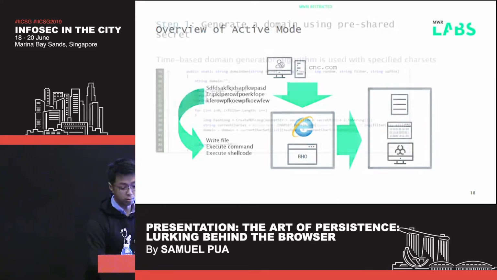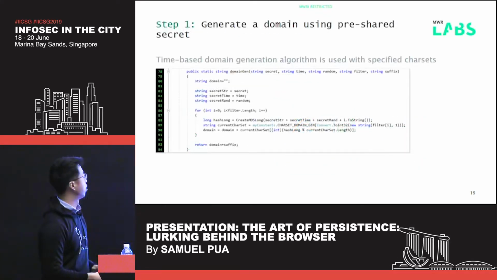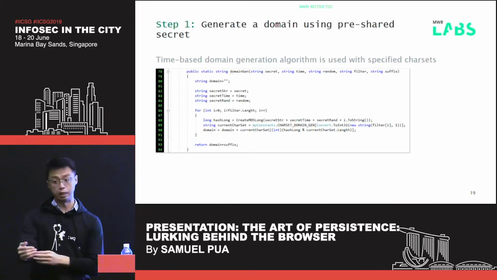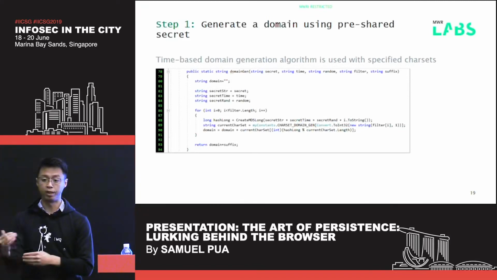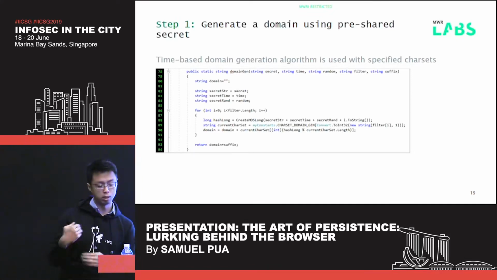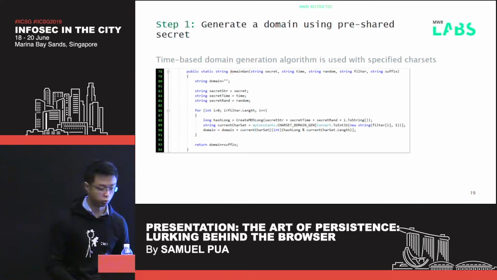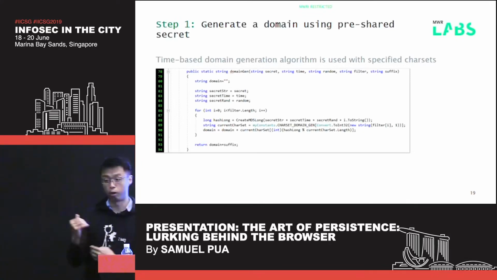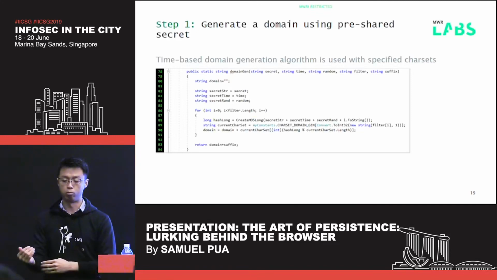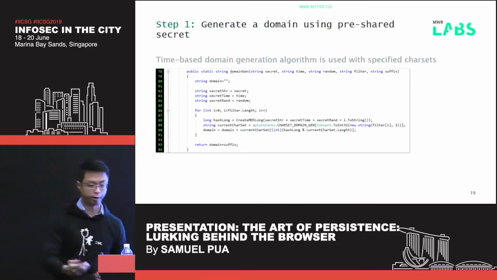So I'll go through it in detail. Step one, as I was saying earlier, you'll generate a domain using a pre-shared secret. With the pre-shared secret, as well as the time aspect, it will generate a list of domain names, and within this list, it will randomly select one of them to try for every attempt it does. Once it decides, depending on the ratio that you set, you will then be able to select the right C2 channel randomly at the right time.